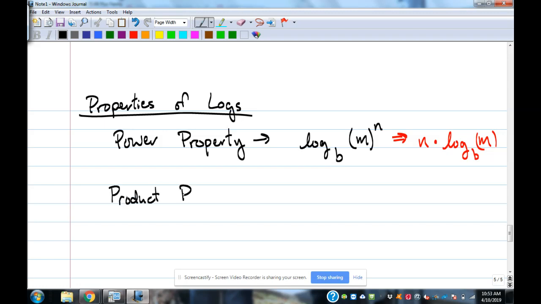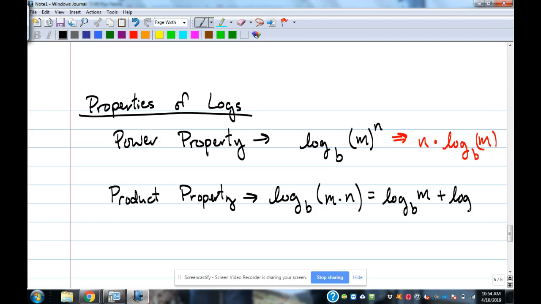So let's do the product property. The product property takes a log. What's a product in math? It's a multiplication problem. So it takes a multiplication problem, let's just say m times n, and it converts it. Think of exponents. When you multiply, for example, x squared times x to the third, what's the rule? Add the exponents. When you multiply, you add. So with logarithms, they're multiplying inside of the log. What that allows us to do is convert this into log base b of m plus log base b of n. It takes that logarithm and splits it apart into 2 smaller logs that are added together.